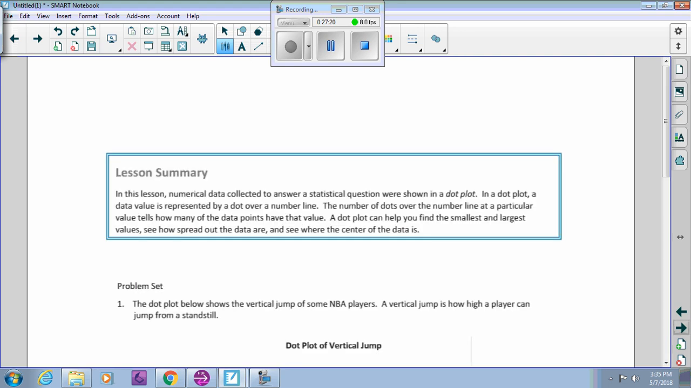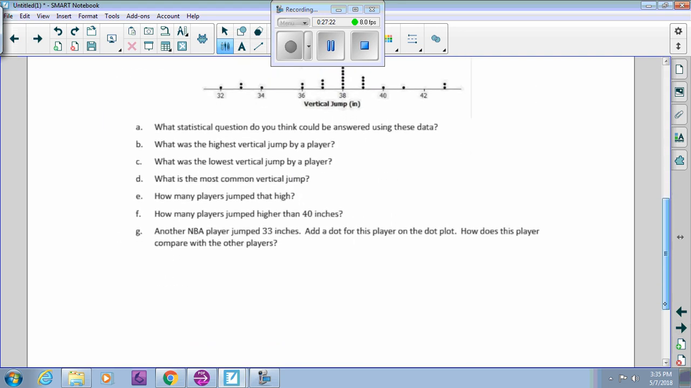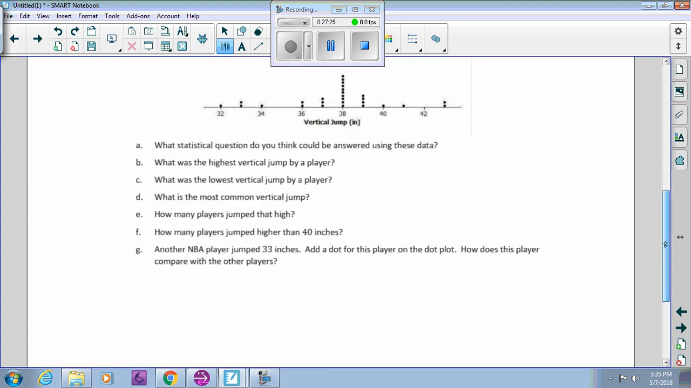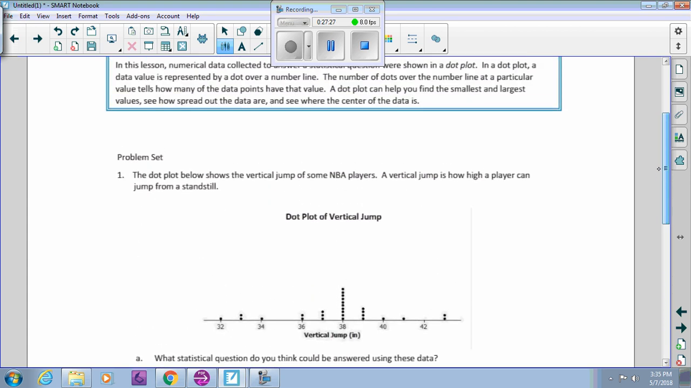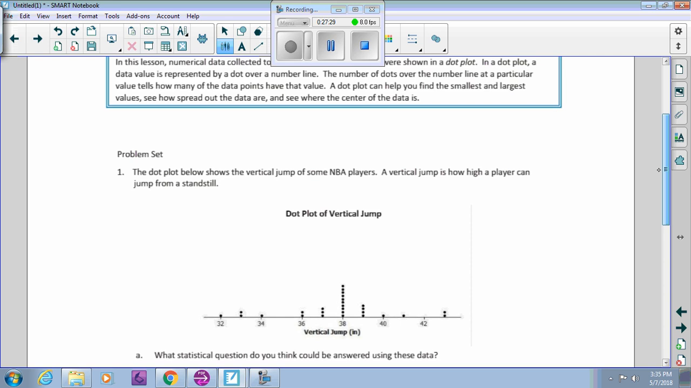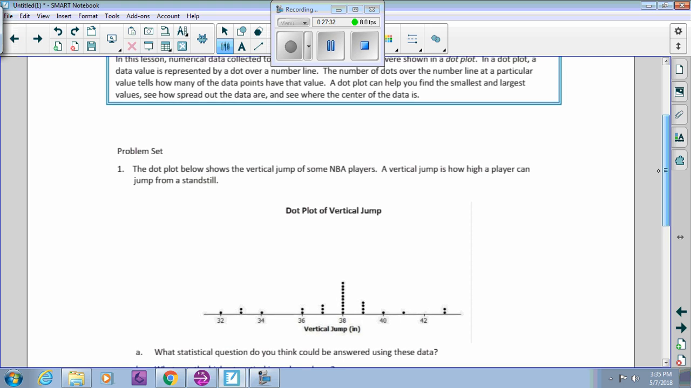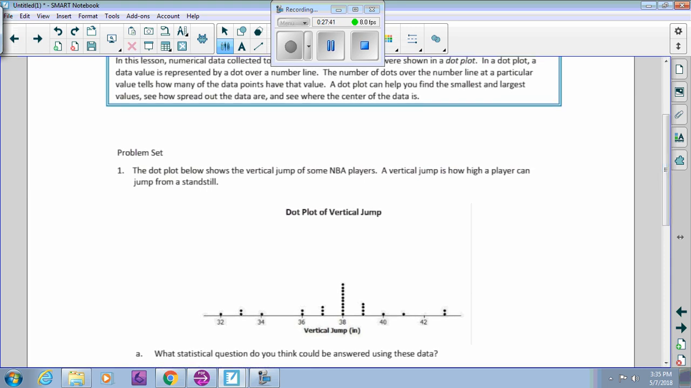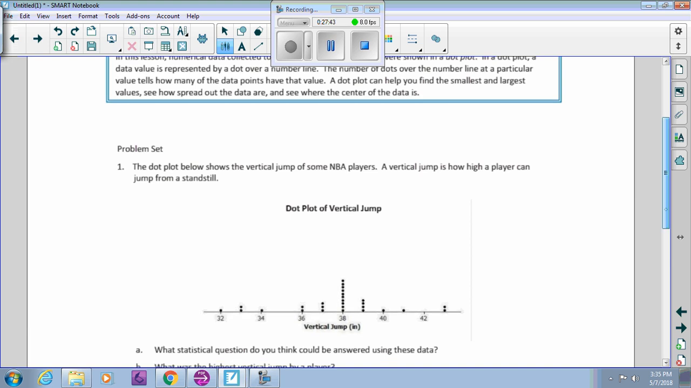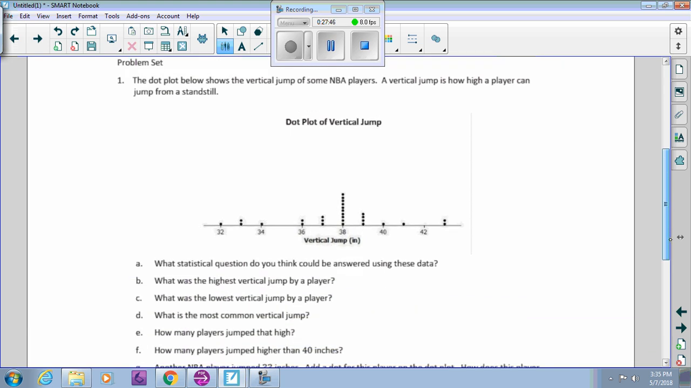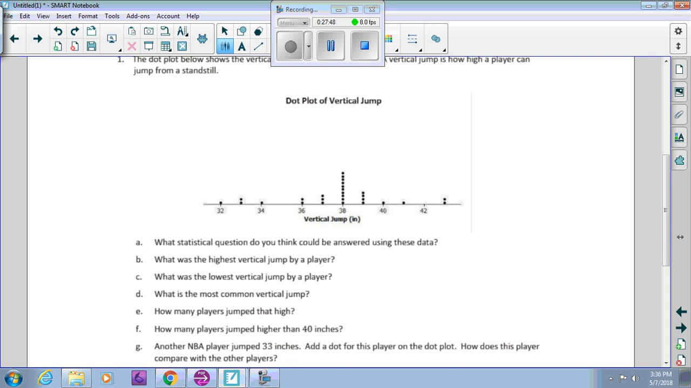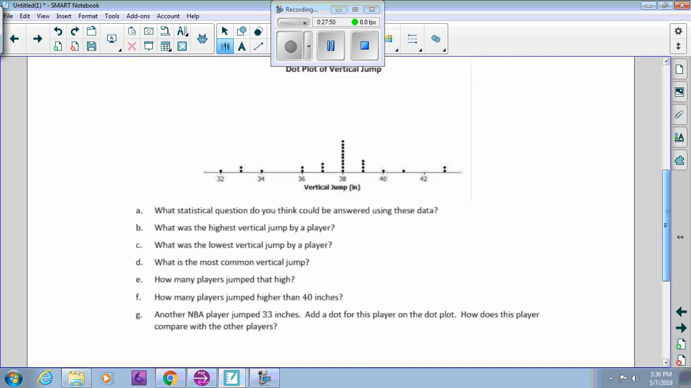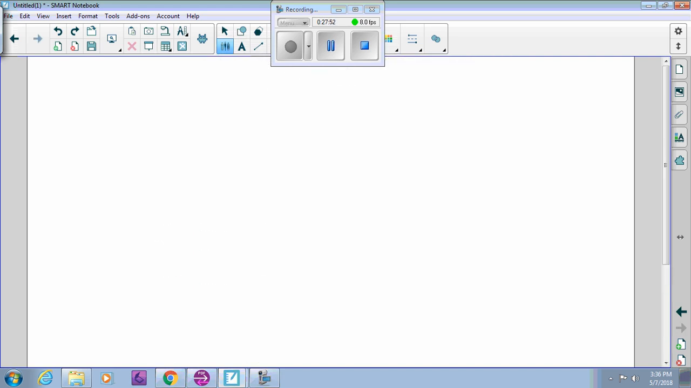All right, tonight for your homework, you are going to do question 10. I'm sorry, page 10, the problem set there. So you're going to look at this. It's the dot plot of vertical jumps of NBA players. A vertical jump is how high a player can jump from a standstill going straight up in the air. All right, that's pretty impressive. Some of these jumps are almost as tall as some of you kids are. Anyway, and me too.